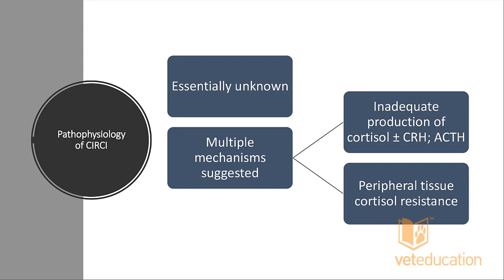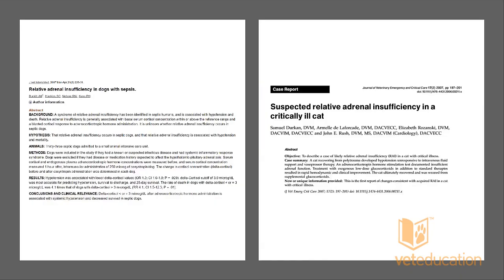So to sum up the pathophysiology, there's a lot that is known, but there is a little bit that is unknown. There are basically multiple mechanisms that are suggested. We get inadequate production of cortisol, plus or minus CRH and ACTH, and we get an altered tissue sensitivity to cortisol. We call this peripheral tissue cortisol resistance. Critical illness-related corticosteroid insufficiency is known in both dogs and cats, which is why we're talking about it now. There's a lot more that's known about it in humans, but I'm going to review what we do know about it in dogs and cats and how we diagnose it in a second.